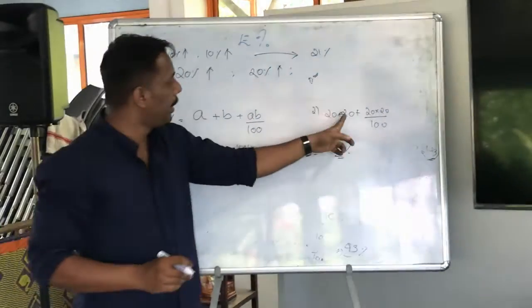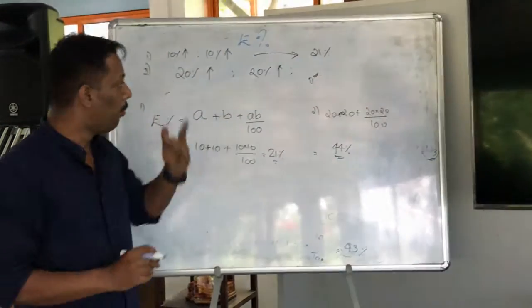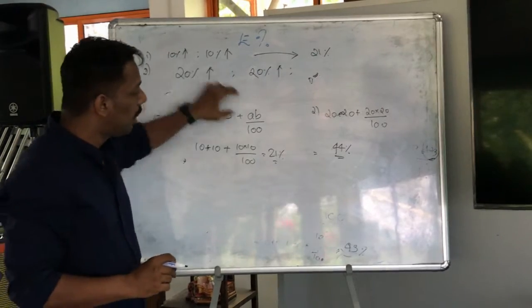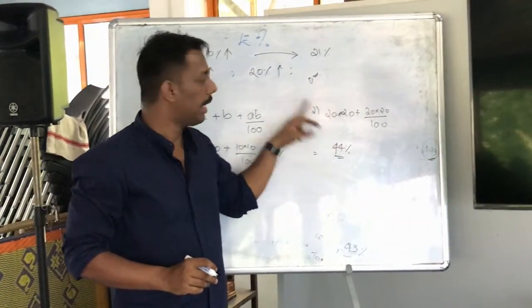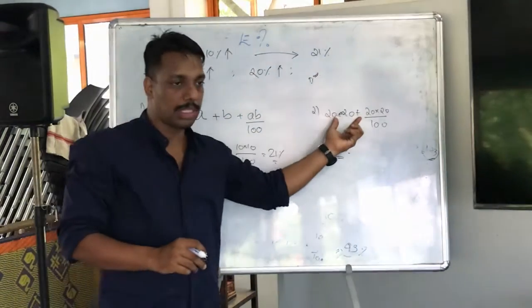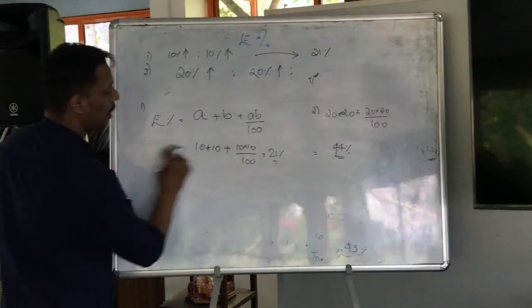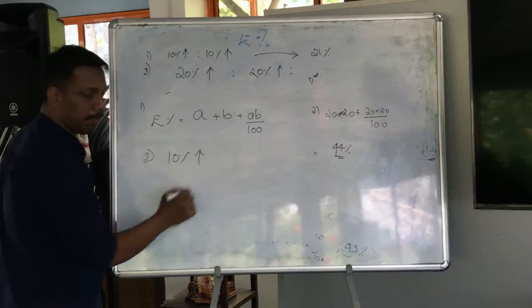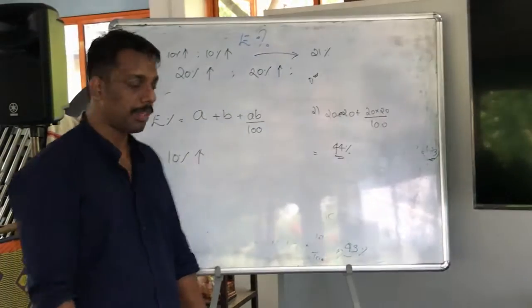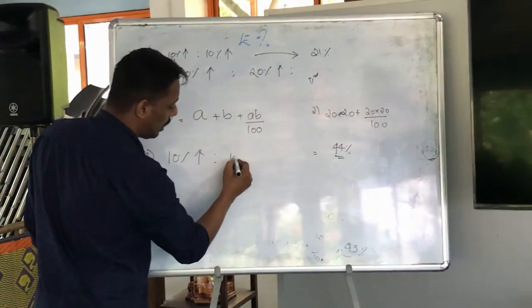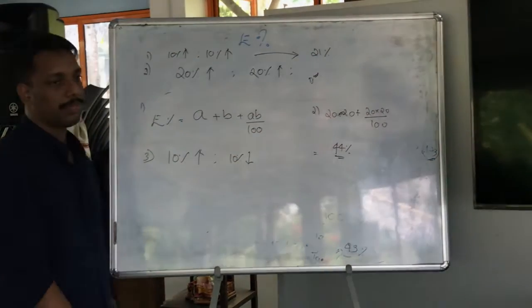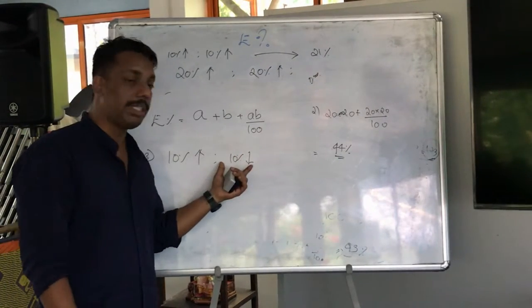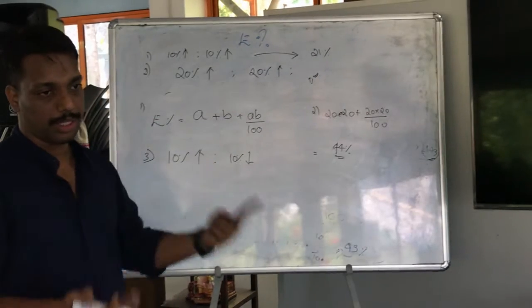If A is 20 and B is 20%, the mode of change is an increase, right? 20% increase means it's a positive value. Again 20% increase, so B is a positive value. Suppose I am asking a new question. In the first instance, the shopkeeper increases the price of his goods by 10%. Then he decreases 10%. First he increased by 10%, then after that he reduced by 10%. Then what will be the effective change?